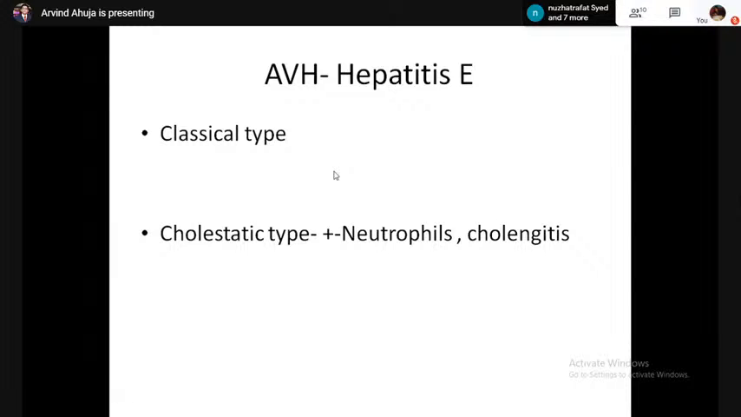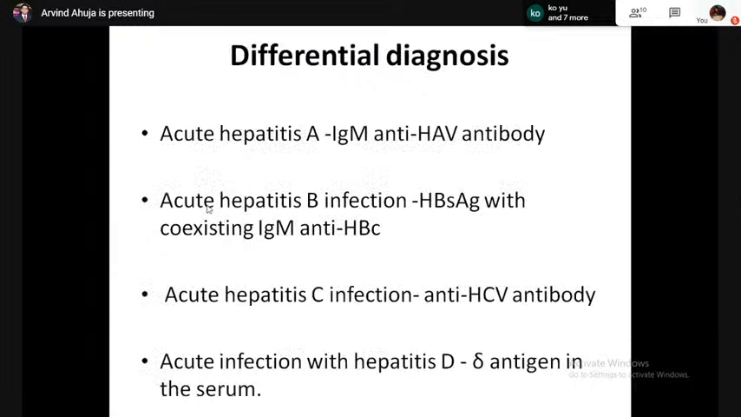Another common cause of acute viral hepatitis, especially in India, is hepatitis C, and it is also similarly of two types: the classical type, in which we have seen all the features can be there, and the cholestatic type, in which sometimes you can see neutrophils as well as cholangitis along with lots of cholestasis. This is a special variant of hepatitis E, and the diagnosis can only be reached when you know the serology. Serology is most important. So this is a differential diagnosis of acute hepatitis.